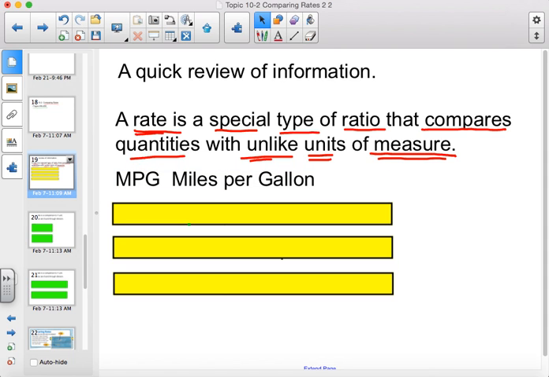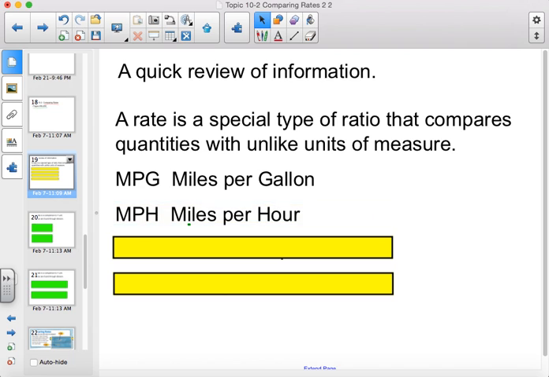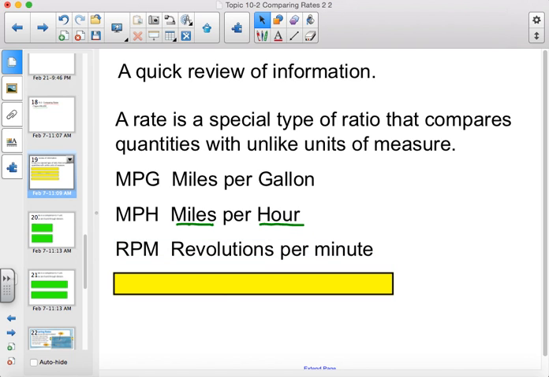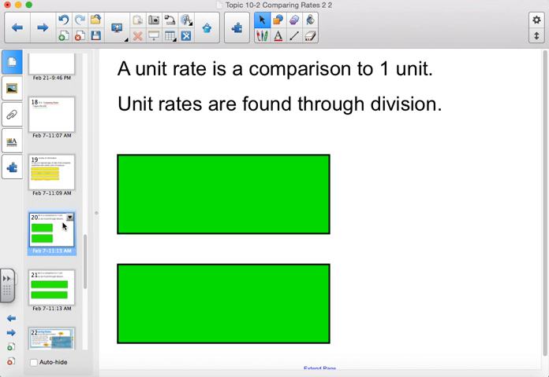Some examples would be miles per gallon, different units, distance to capacity. Another type of rate would be miles per hour. Again, a distance to a time. RPMs, revolutions per minute. IPH, inches per hour. Again, you have a measurement of length and a time. So you have units of measure and units of time in that one. A couple examples, okay, and how you would use them.